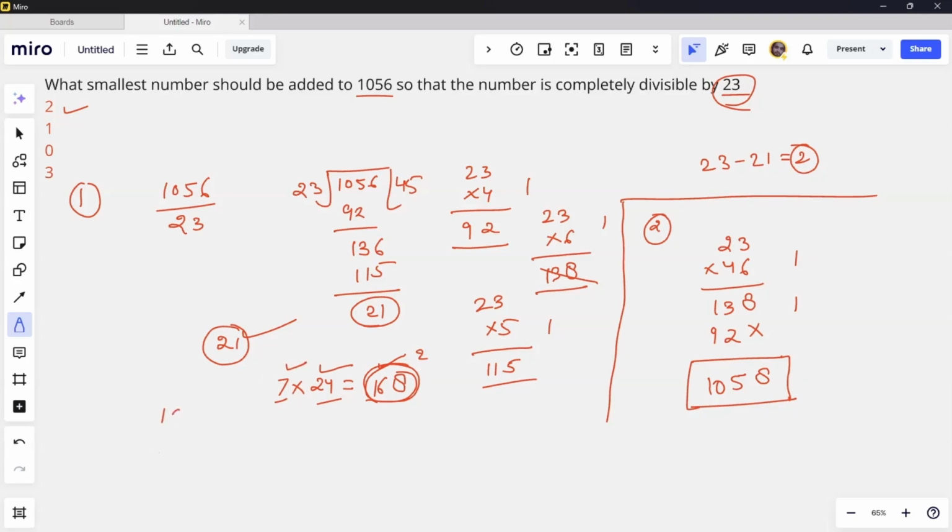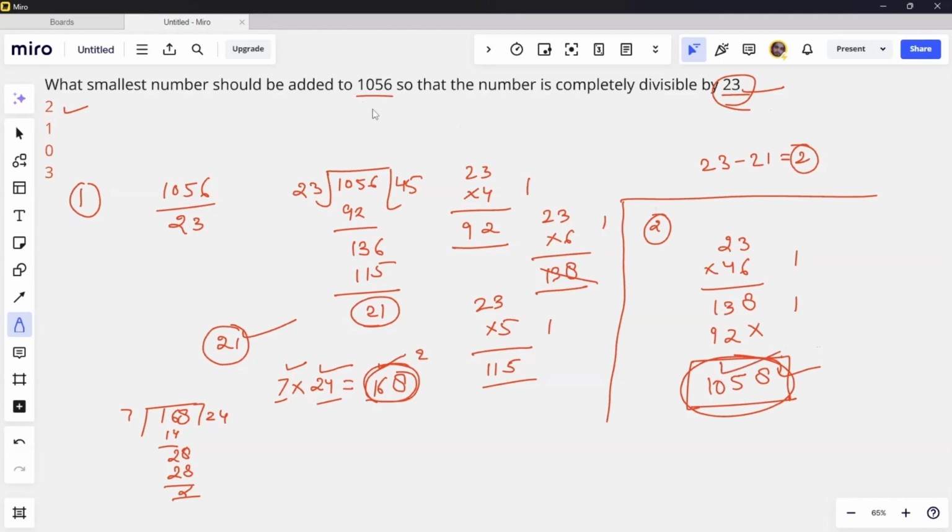Now let's check it. 168 divided by 7. 7 twos are 14, 2, and 7 fours are 28. Okay. So I am saying that we have to find the multiple of 23 closest to this number. Either it is bigger than this number or smaller. So 1058 is the closest to this number. It means 1058 is a multiple of 23. It means it is completely divisible by 23.